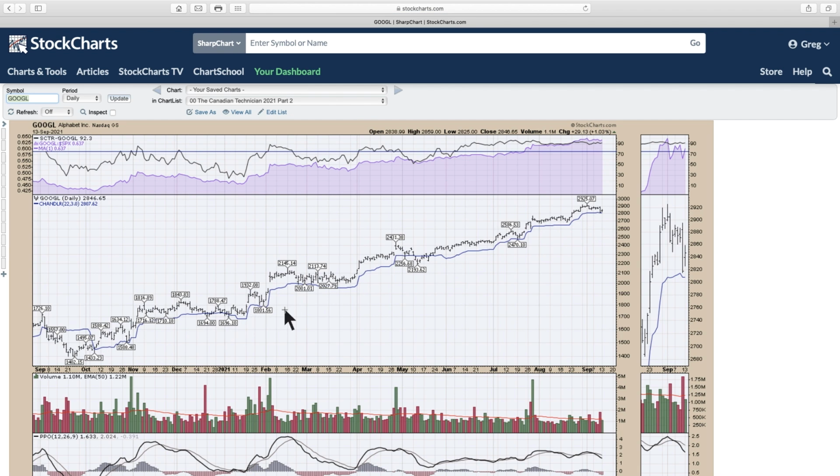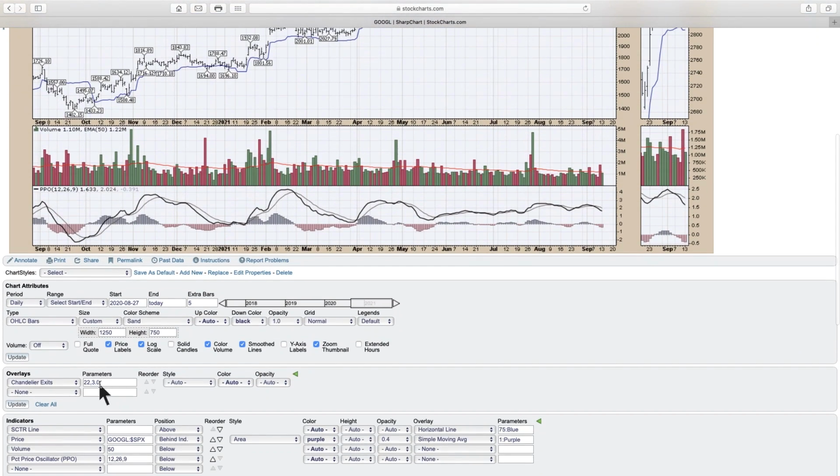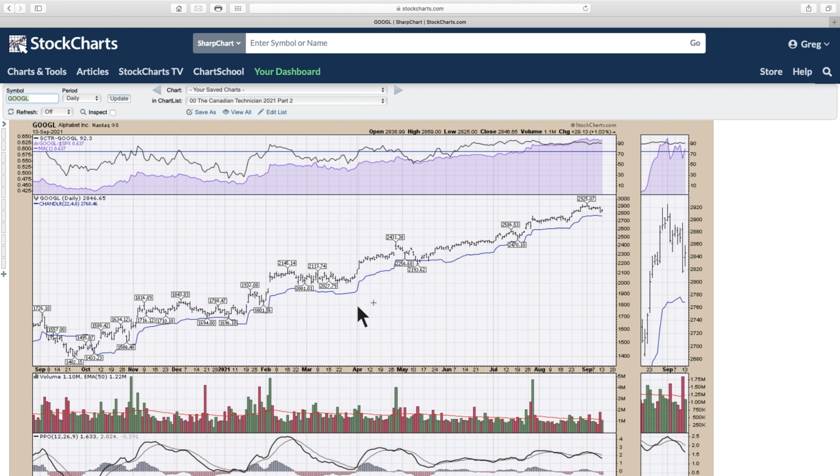Now, if you think it's just a little too tight, you can change these settings, and you could basically say, I want a 4% move off the highs. And so this is going to try and keep you in the stock longer, but again, now you're waiting for a 4% move down instead of a 3% move.